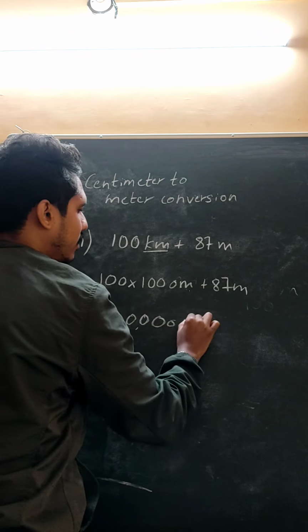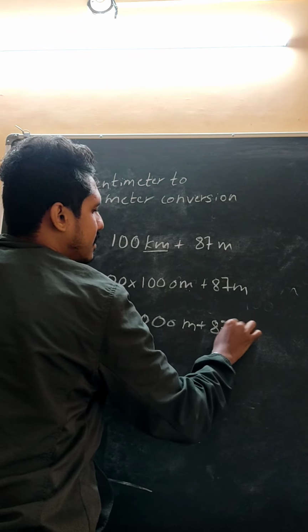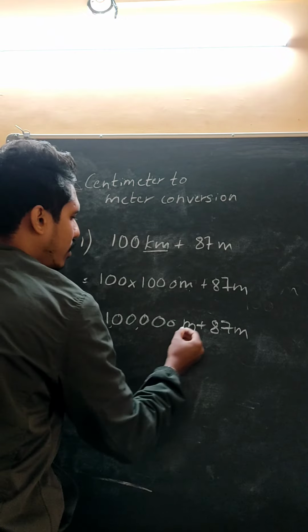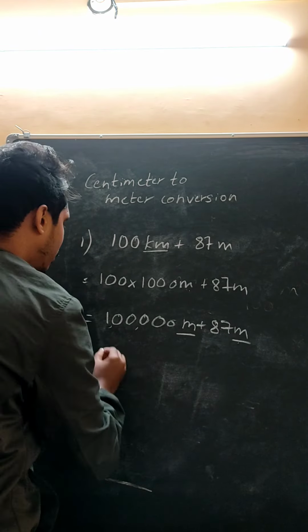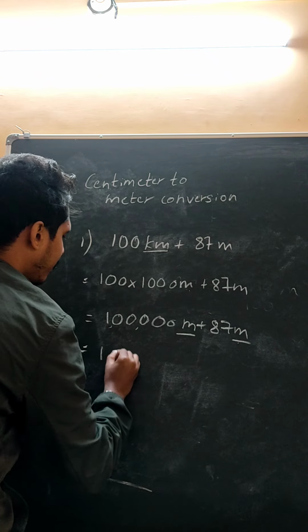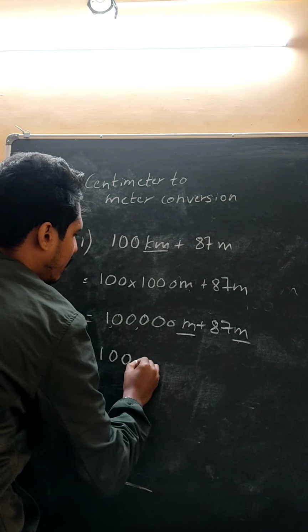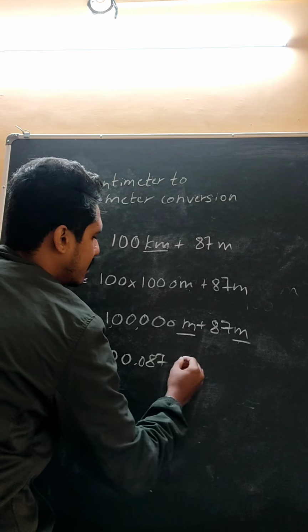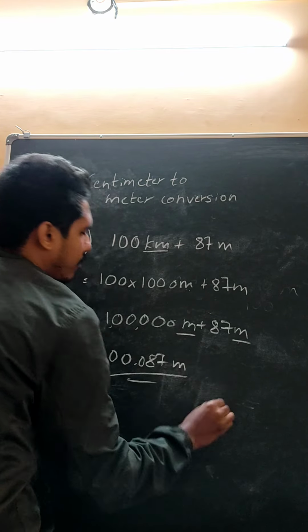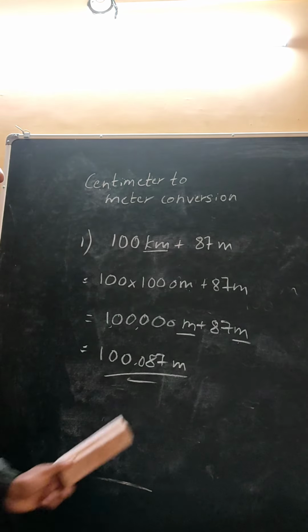The unit is meter plus 87 meter. I'll write as it is. Now the units are in meter, right? We can add directly. 1 lakh plus 87 is 1 lakh 87 meter. We got the answer in 1 lakh 87 meter.